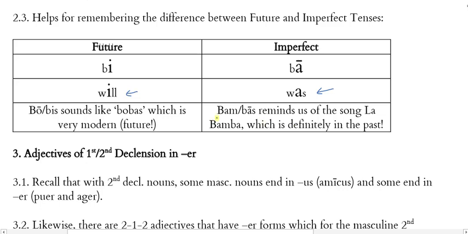So maybe La Bamba makes you think of Bambas, can also remind you of the imperfect, whereas Bobus is a very modern, futuristic sort of thing. I mean, who ever heard of tapioca balls, right? And put in tea. That's going to remind you of the future.